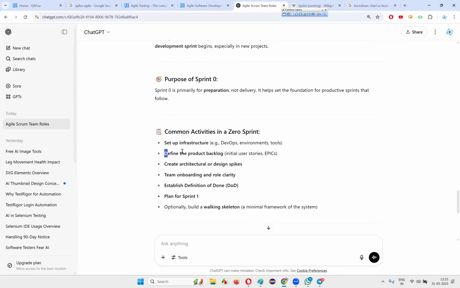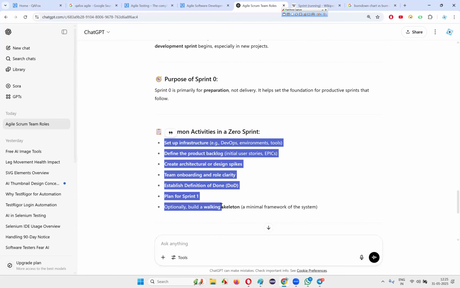Set up infrastructure, define the product backlog, create architecture or design specs. It's like a preparation before going for the work. You are given one sprint of time to prepare all the stuff. From the next sprint onwards, the process will start. That kind of thing is zero sprint.